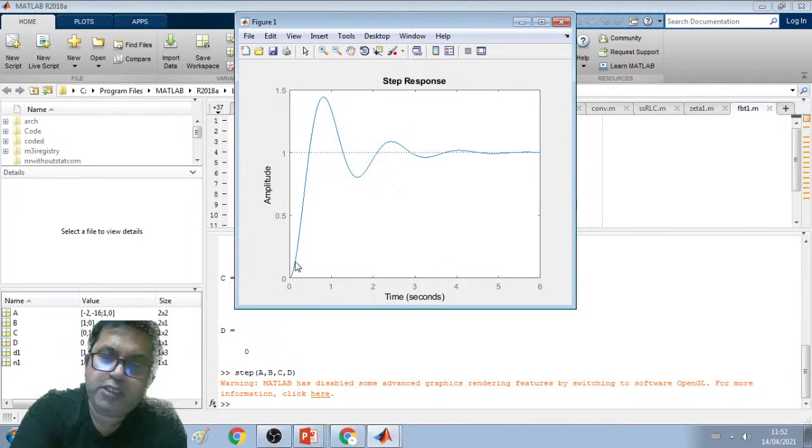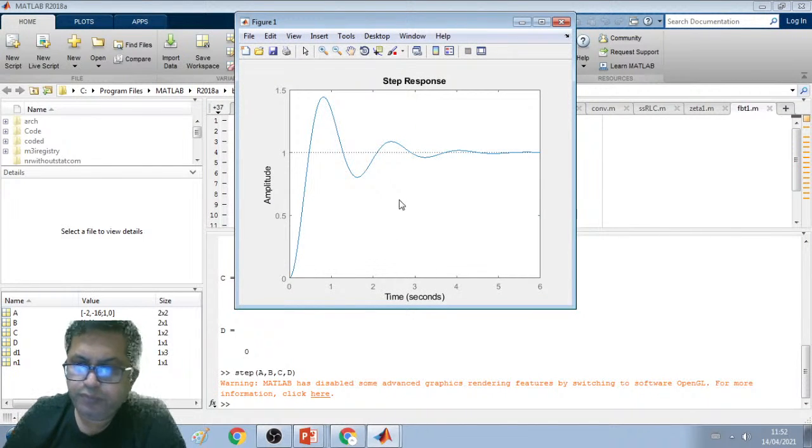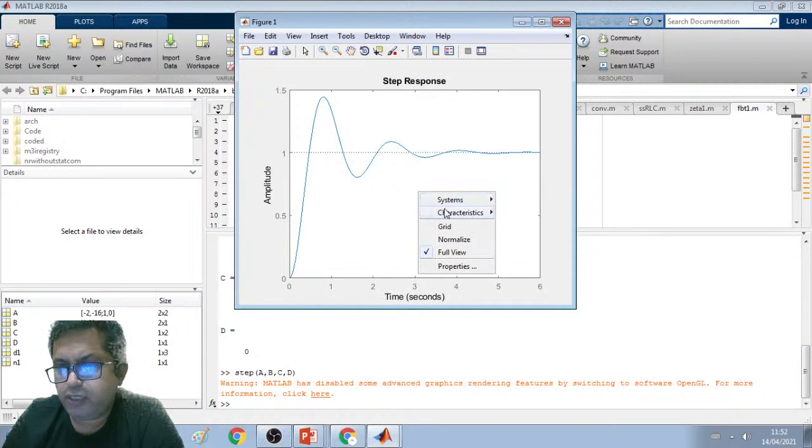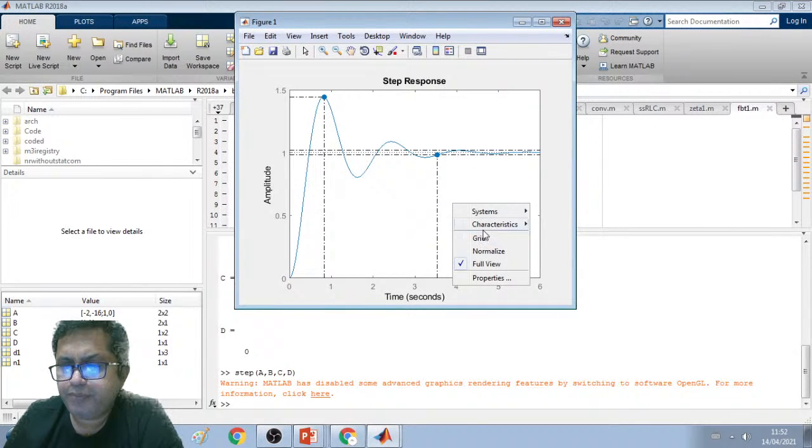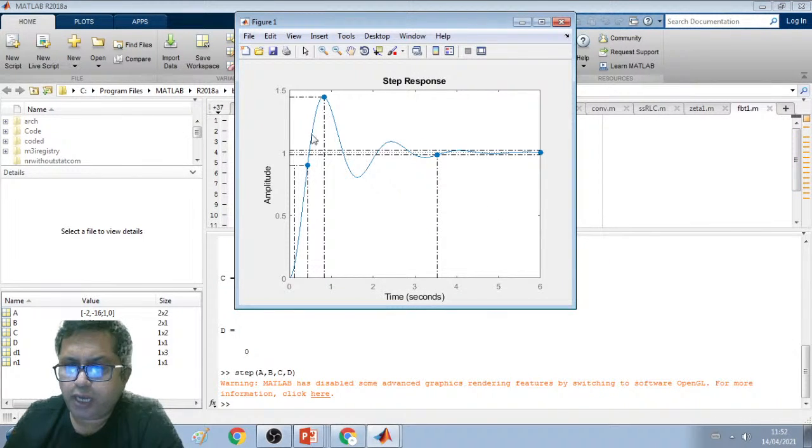So this is our step response. The characteristics are peak time, settling time, rise time, and steady state. So this is rise time, peak time, settling time, steady state, like this.